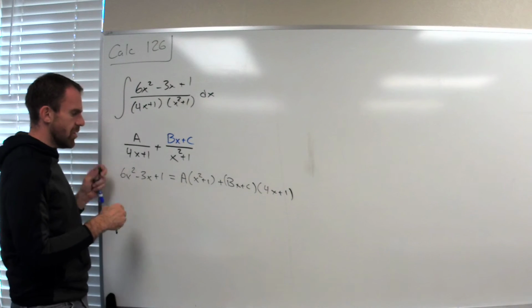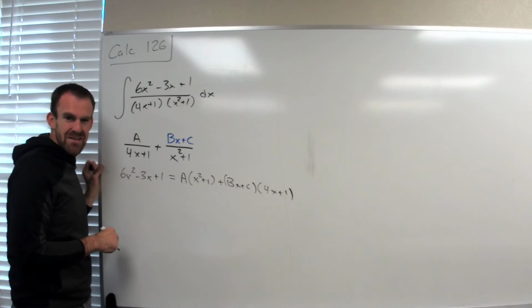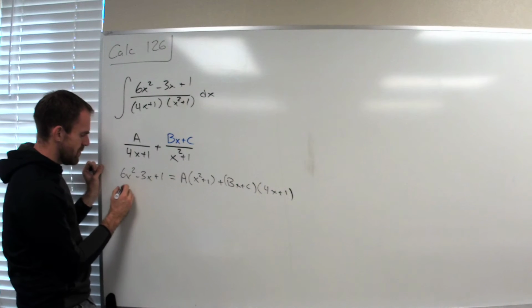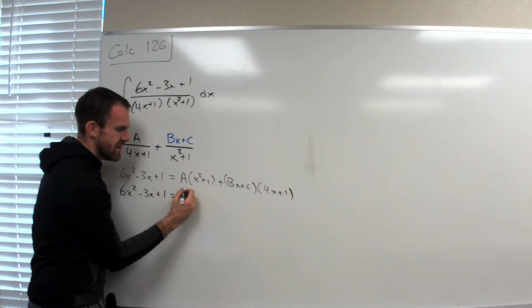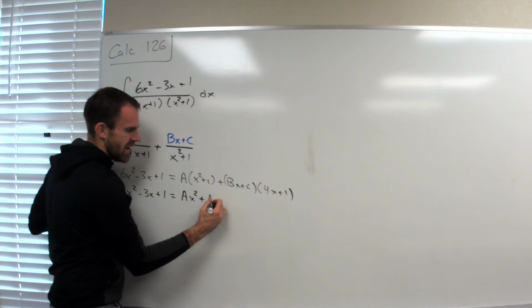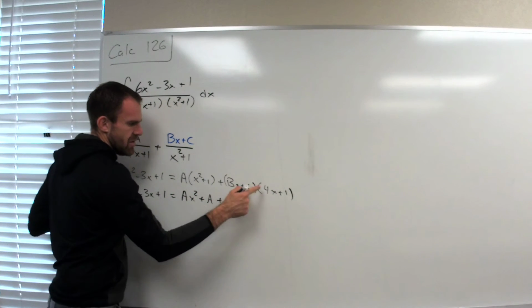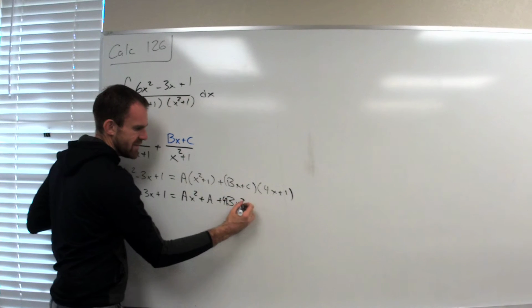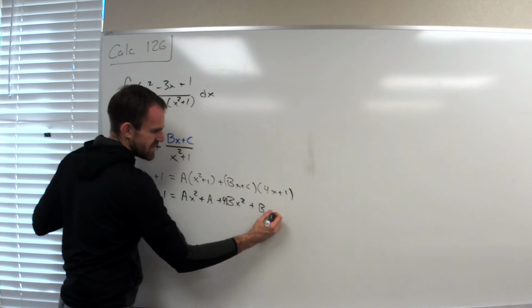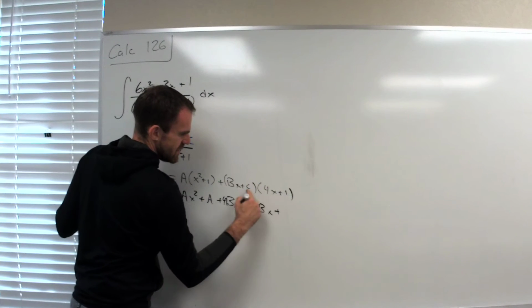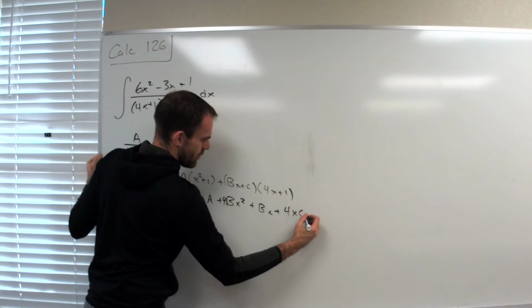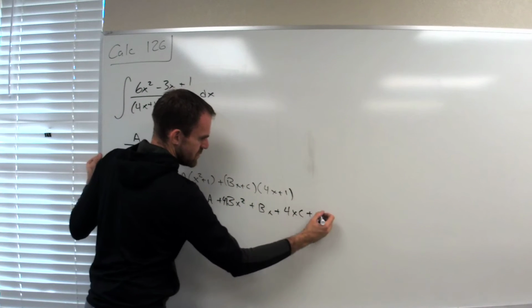All right, so we use different A's, B's, and C's in the book, so that's going to mess us up later, but that's fine. So we have 6x squared minus 3x plus 1 equals ax squared plus a plus bx times 4x plus bx, so bx times 4x, bx times 1, plus c times 4x plus c times 1.